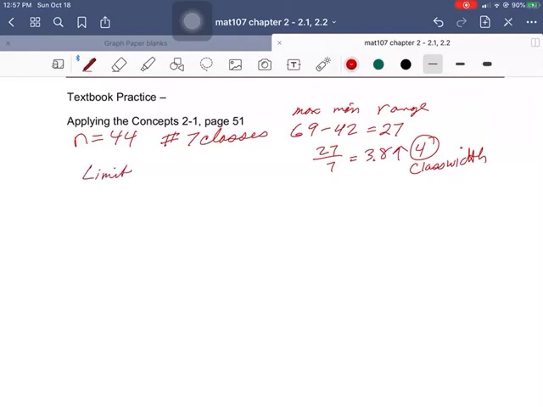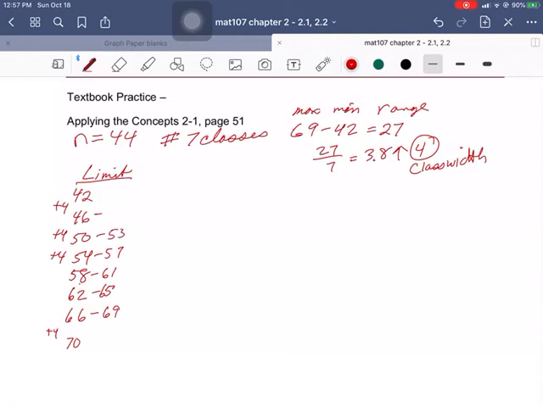How do you start with your limit column? We have 7 classes, and we always start with the minimum value, and we add the class width. So the next one's 46, and work our way down. 1, 2, 3, 4, 5, 6, 7. The next one, if I had one, would be 70, which means this starts at 69. So if this is 66, this is 65. If this is 62, this is 61. Working our way back up.